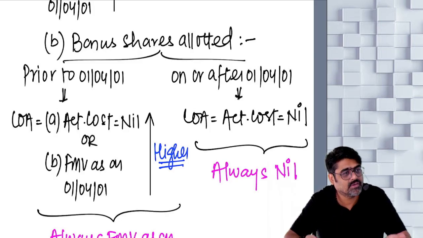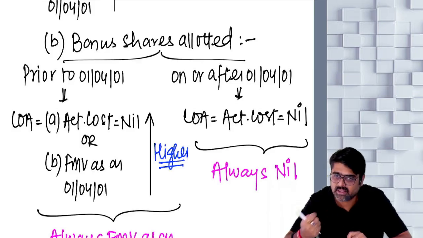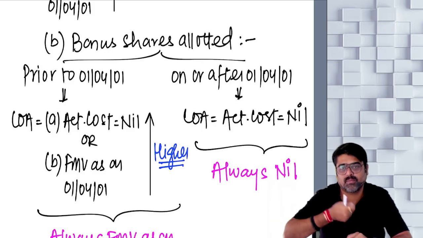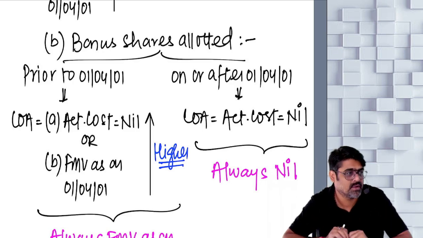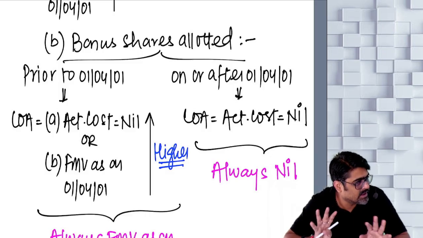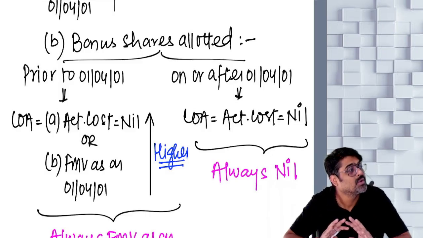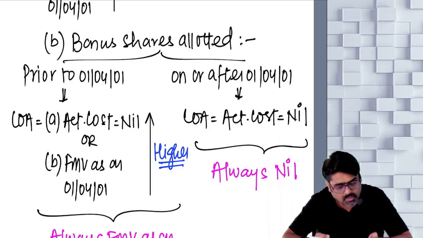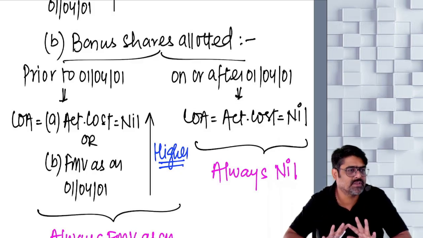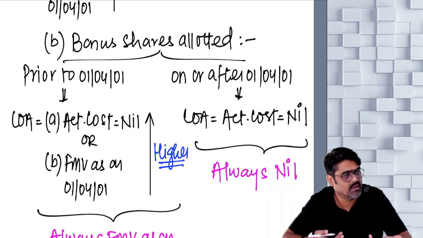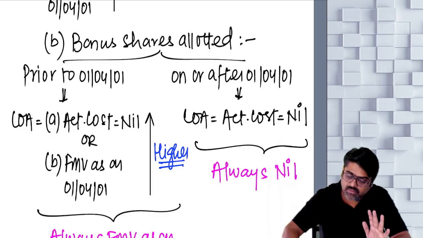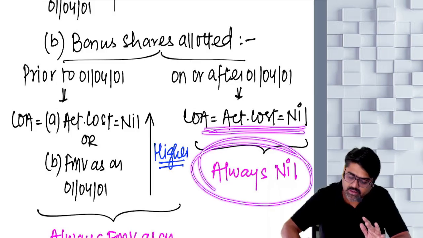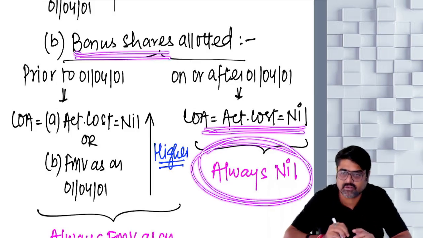Nil. Common sense. Did you have to pay anything to buy the bonus shares? Did you give anything to the company? Did the company take 500 rupees and give me bonus shares? The company gave you bonus shares just because you are a shareholder. The company did not charge a single rupee to give you the bonus shares. So what was the amount at which bonus shares came to you? Nil. What is the actual cost? Nil. That will become the cost of acquisition. Always the cost of acquisition of the bonus shares will be taken as nil.